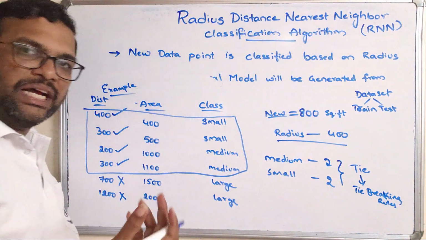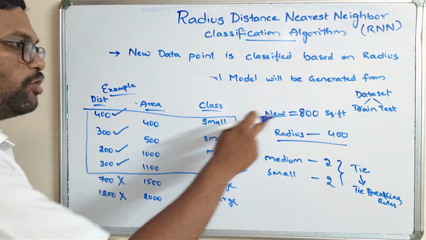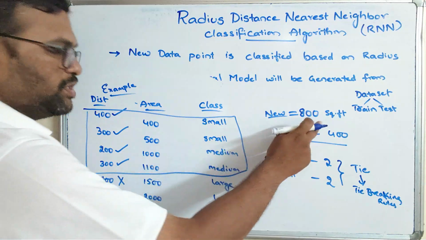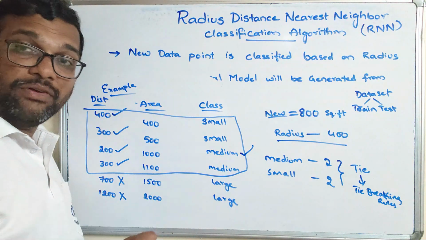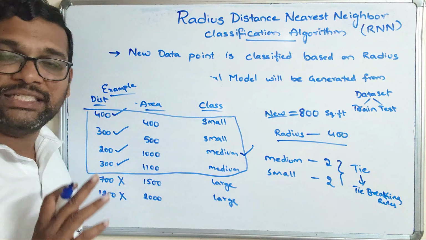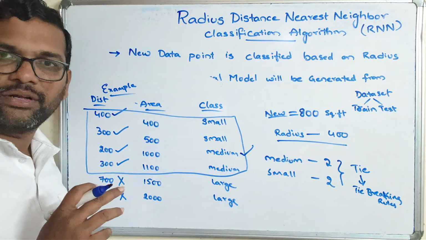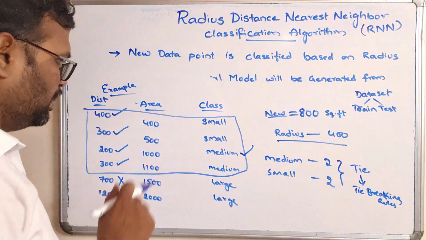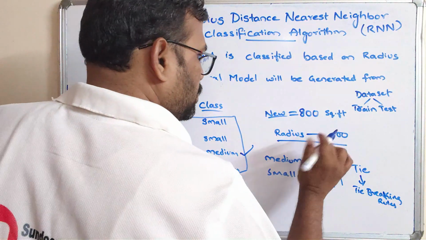That means we can consider the closest one, which is very close to this one, 800. I think 1000 is closer than 500, so directly we can consider it as medium. Or we can calculate the distance, and based upon the distance we can consider the closest neighbor. Or directly we can go with random generation. All these are called tie-breaking rules.